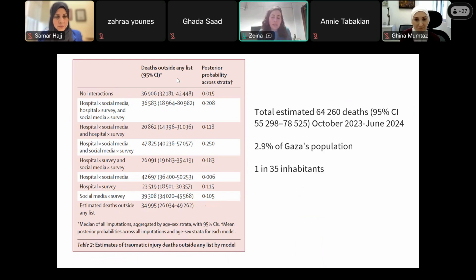But the main point is that the number is much higher than what the Ministry of Health is saying. And that is 3% of Gaza's population being killed, which is 1 in 35 inhabitants in Gaza killed by Israeli attacks. So quite a lot, actually, if you compare to other conflicts.